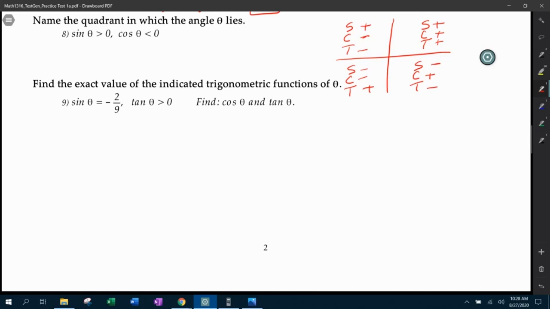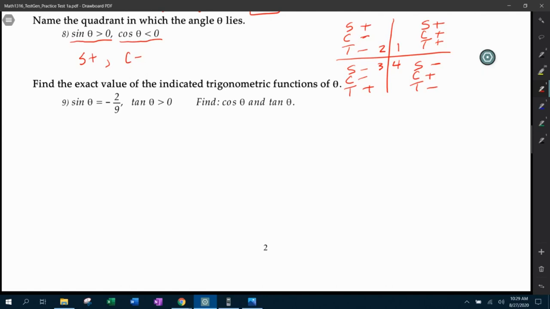We know that the quadrants are numbered 1, 2, 3, and 4. And so we're looking for where sine is greater than 0. We know that things that are greater than 0 are positive. And so they're telling me that sine is positive, okay? Cosine of theta is less than 0. That means cosine is negative.